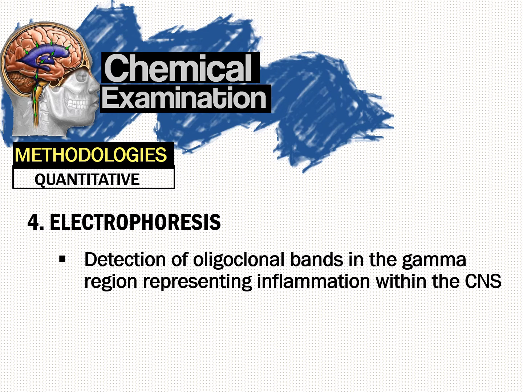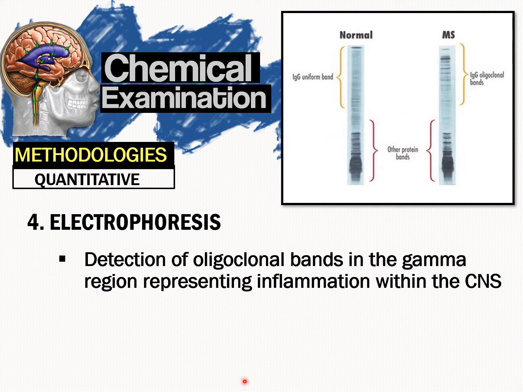Electrophoresis is primarily used to detect the presence of oligoclonal bands in the gamma region that represent inflammation within the central nervous system. So using this picture, look at the uniform distribution of IgG bands in a normal strip. Look at this one. Notice the heavy lines that represent IgG. Those are what we call the oligoclonal bands that indicate there is inflammation and the patient may have multiple sclerosis. By the way, the most frequently performed electrophoresis in the clinical laboratory for CSF is agarose electrophoresis followed by Coomassie Brilliant Blue staining.